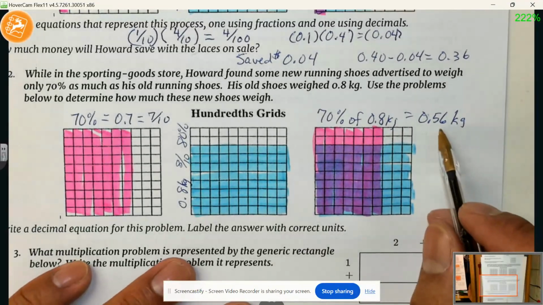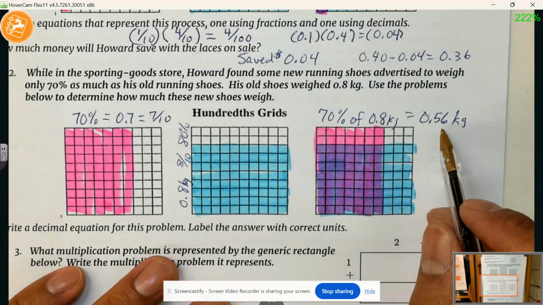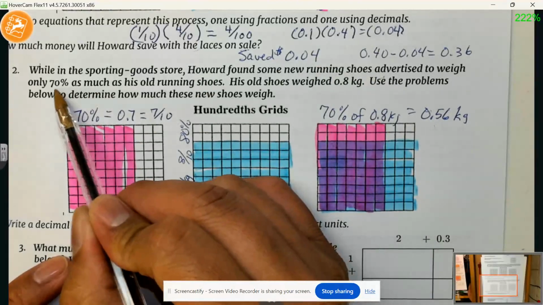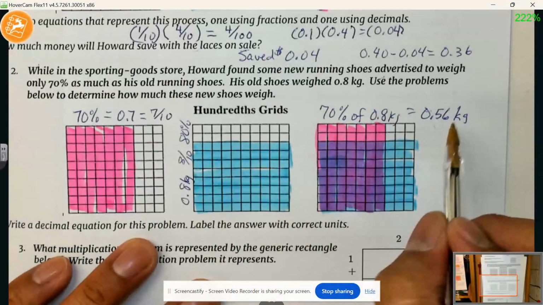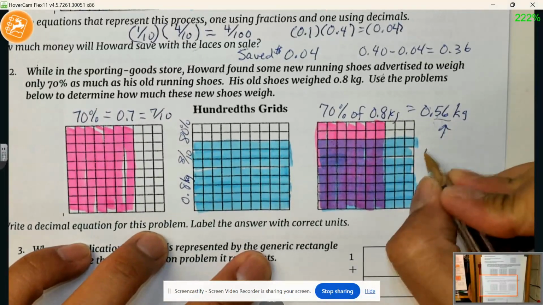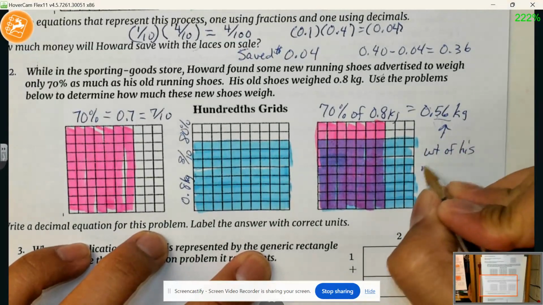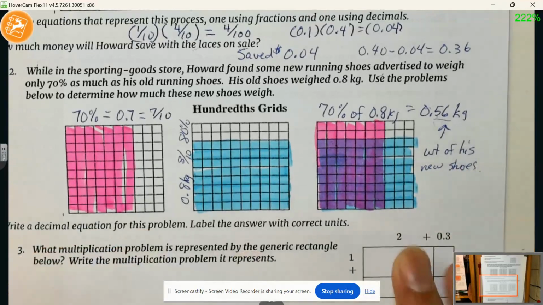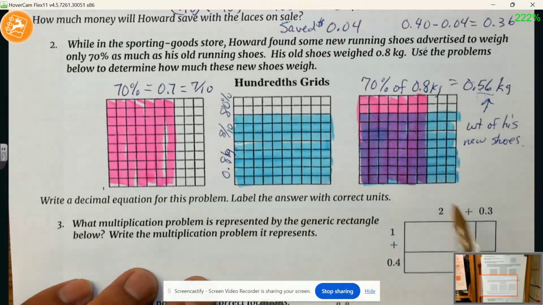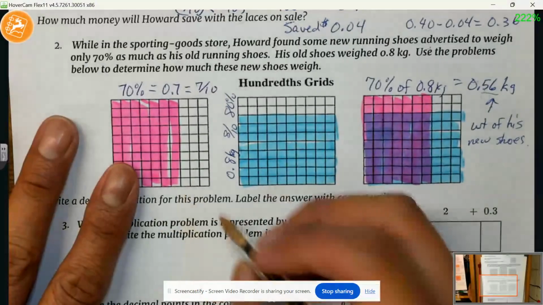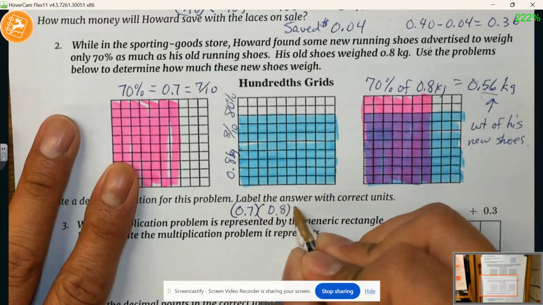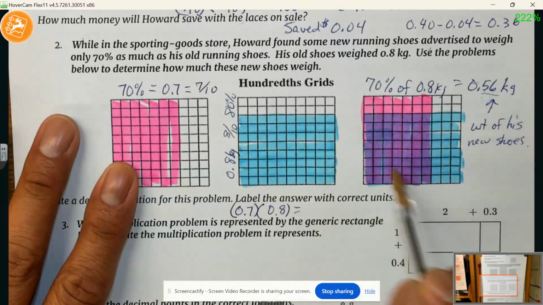Now, is this how much less his shoes weigh, or would this be the weight of his new shoes? So let's look at the question. The question says that they weigh 70% as much as his old shoes. So this 70% is how much they weigh. Okay, so this is actually the weight of his new shoes. Right, and we can see that double shaded area. So let's write a decimal equation for this. So our decimal equation is, as a decimal, 7/10 times 8/10 is equal to 56 100ths.